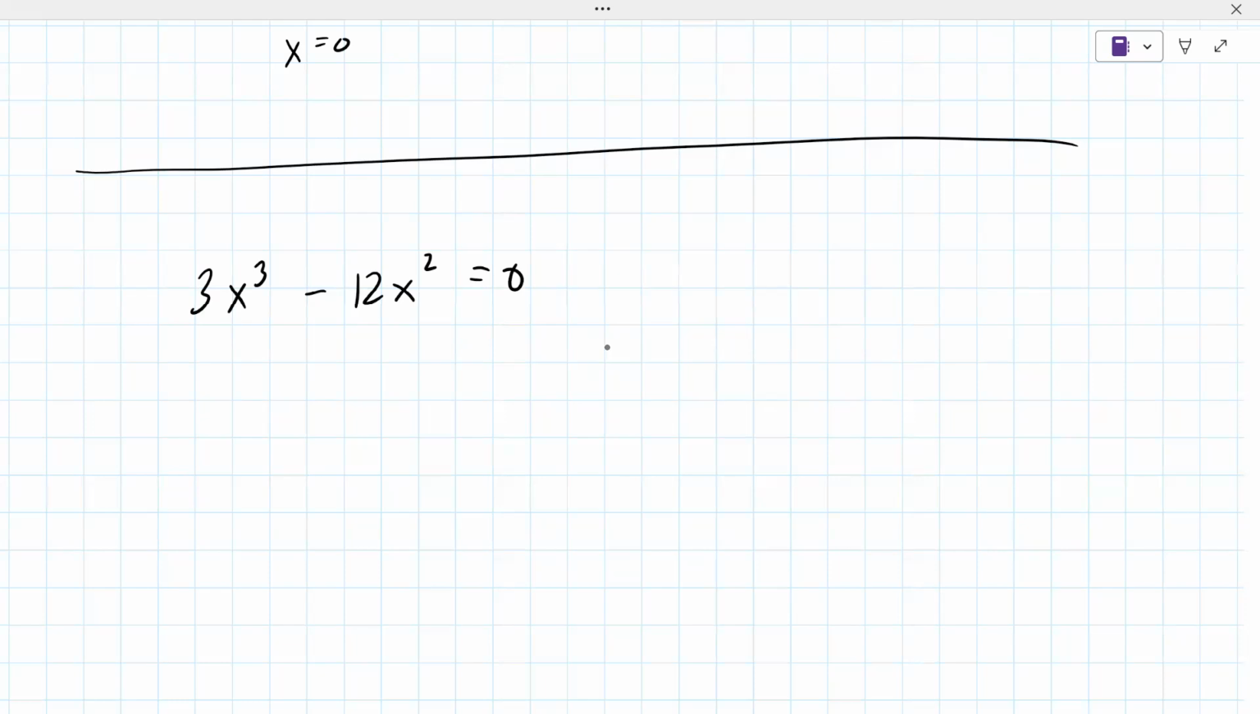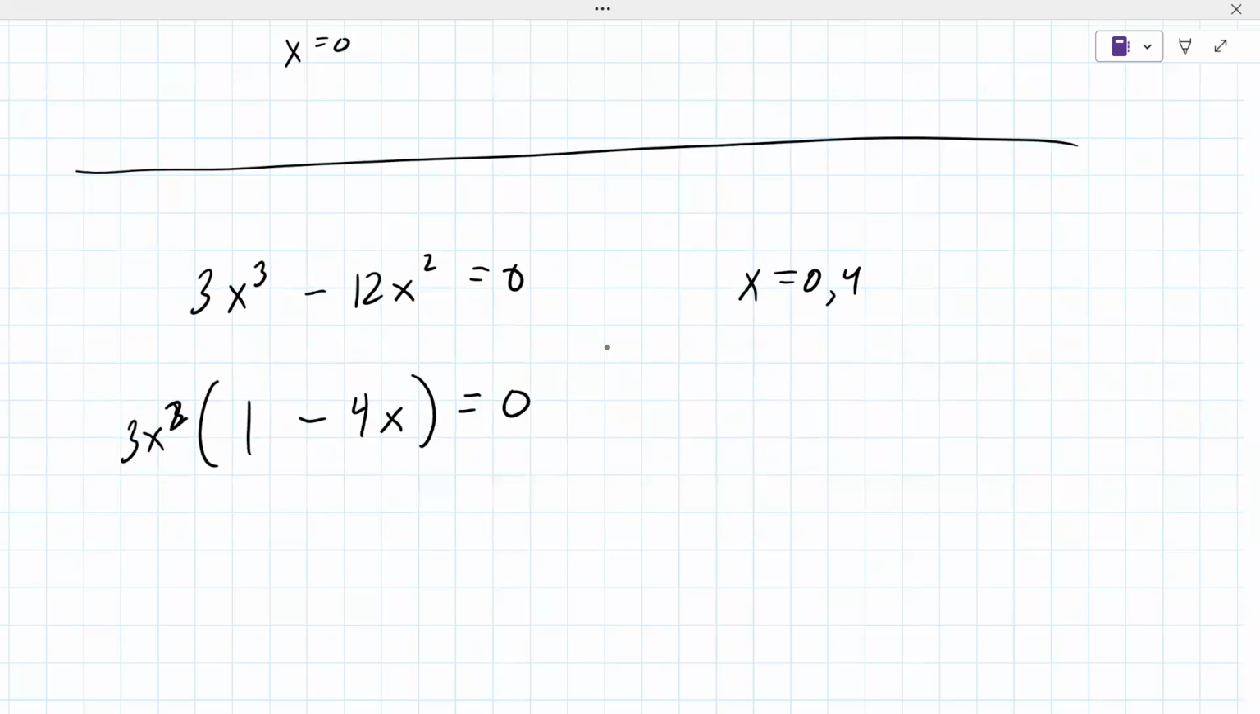Is it x equals 0, x equals 12? I mean, not 12, 4. Let's take a look. So they both have a 3x squared in them. 1 minus 4x like that. Is that what you had in parentheses? I'm sorry, I forgot the 1. So no, I messed up here. No, you didn't mess up. I messed up, because yes, your answers are correct. Very good.